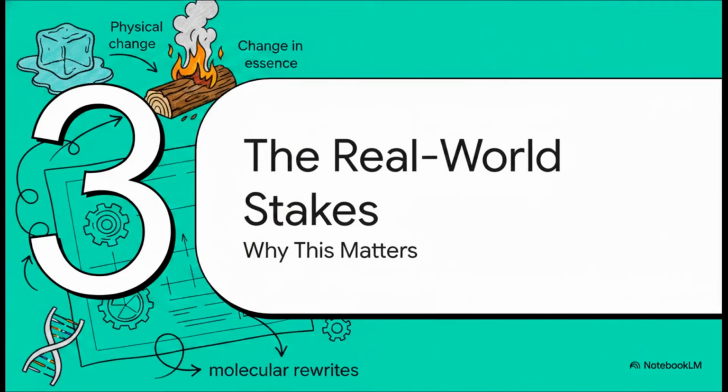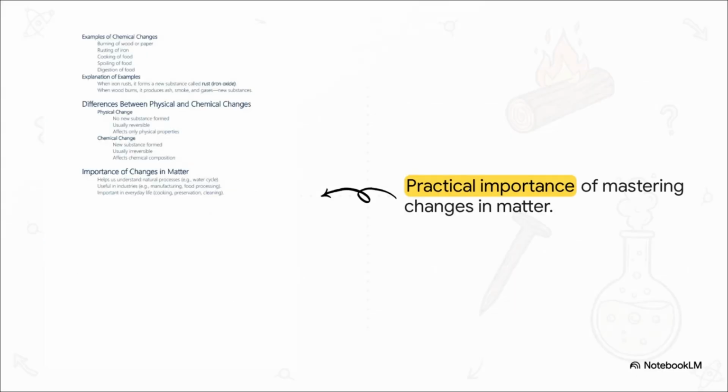Section 3. The real-world stakes. Why this matters. So you might be wondering, why go through all the trouble of diagnosing these molecular rewrites anyway? Because understanding the fundamental difference between a temporary change in form and a permanent change in essence is literally a blueprint for civilization. It's absolutely critical for understanding natural processes, powering industrial manufacturing, and ensuring safety in our everyday lives.